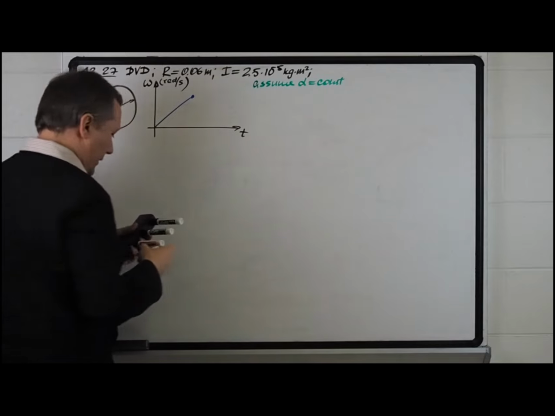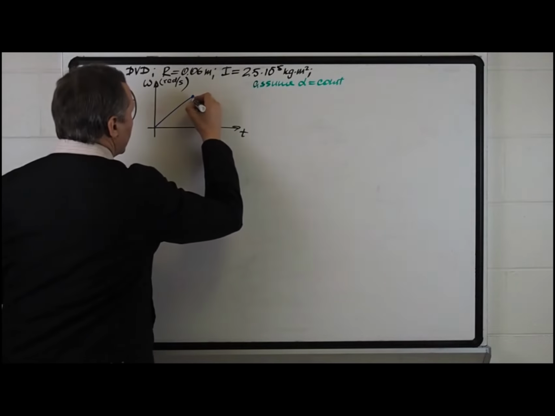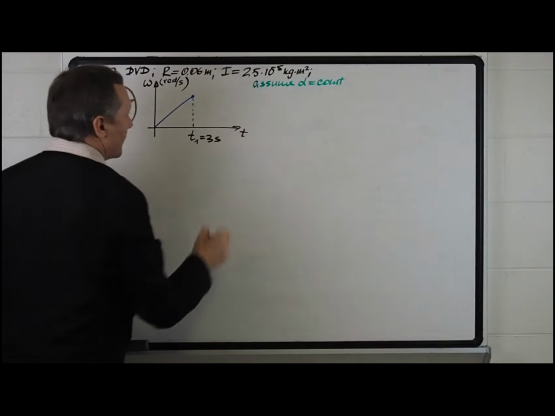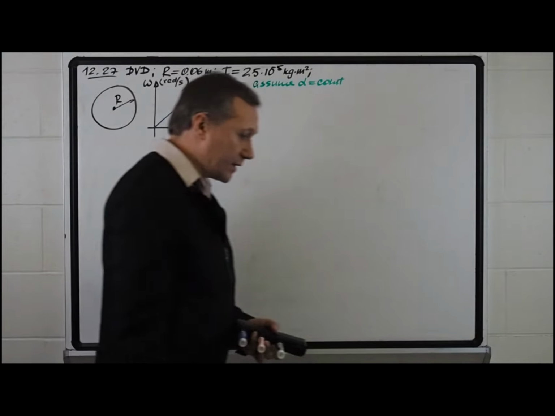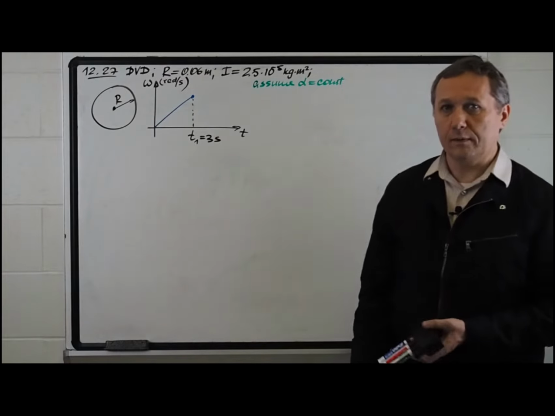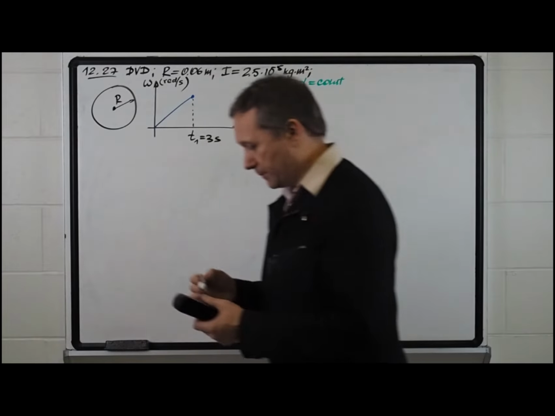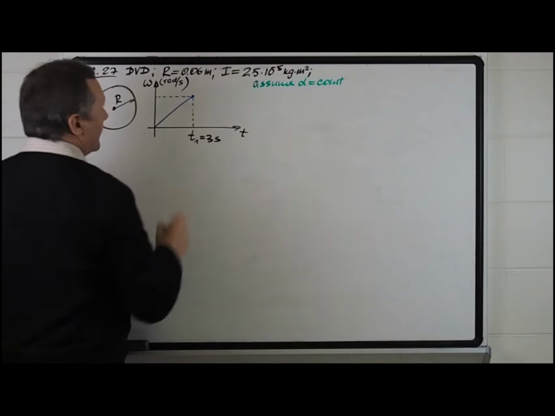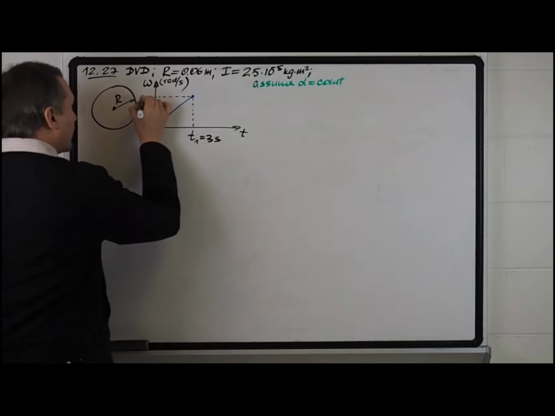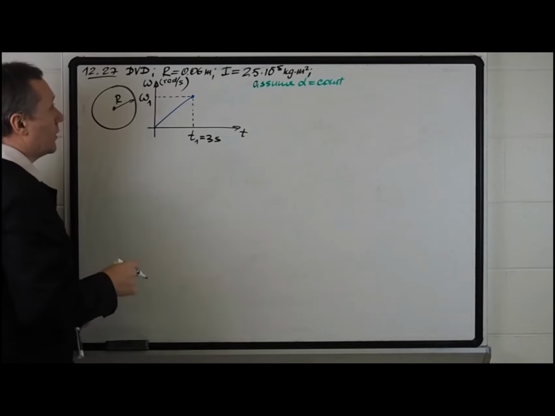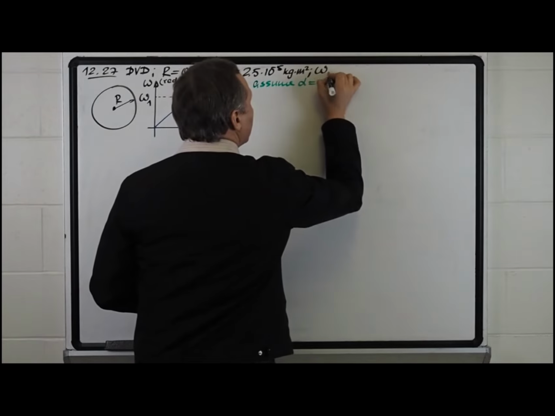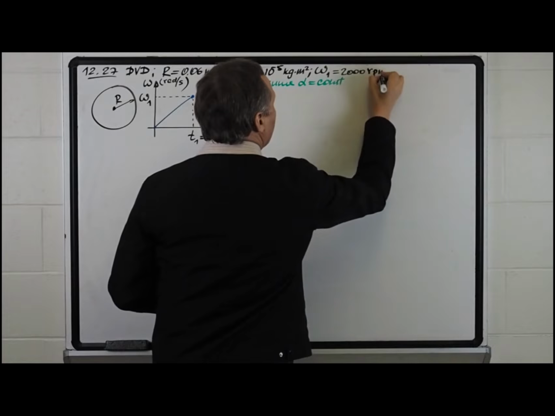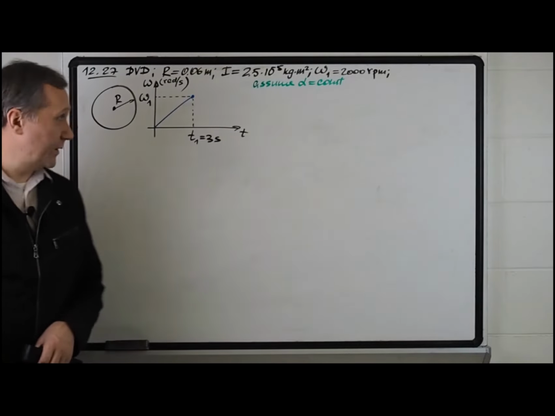And then, okay, this moment of time, let me label it t1, and it is given as 3 seconds. So the disk is accelerated for 3 seconds. And once the disk reaches this angular velocity, let me label it omega 1, and it is given. So this omega 1 is 2000 RPM. You remember, revolutions per minute.